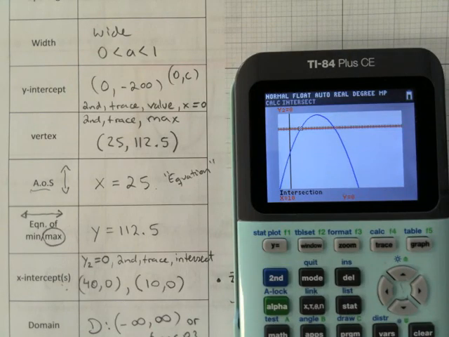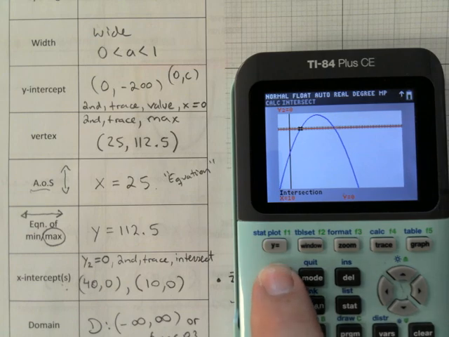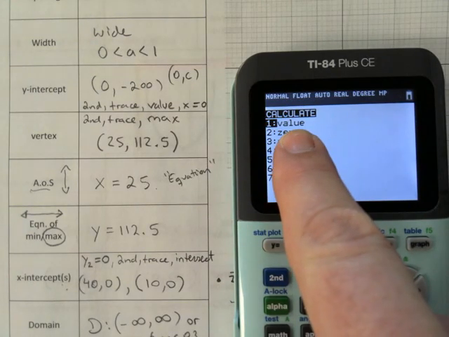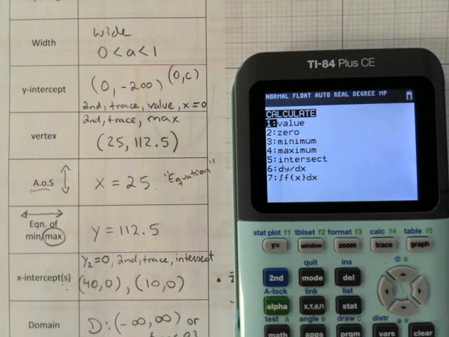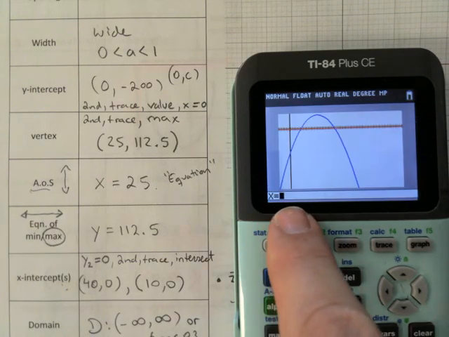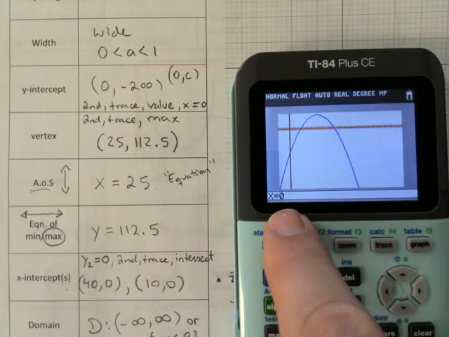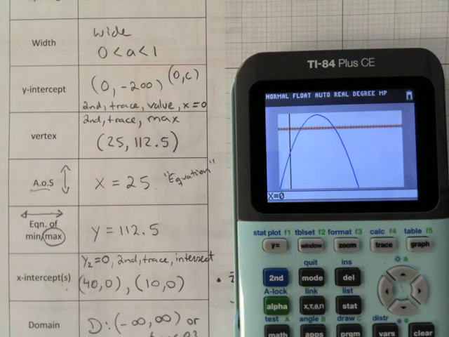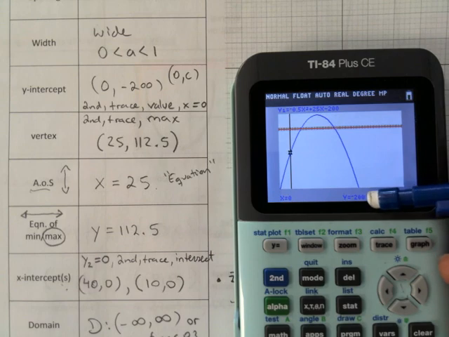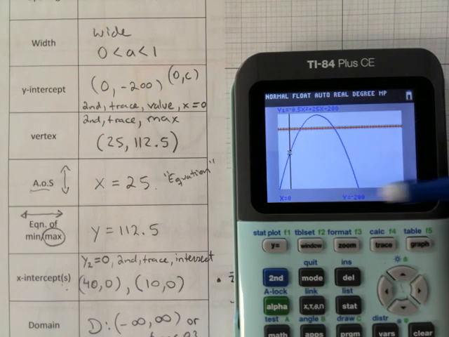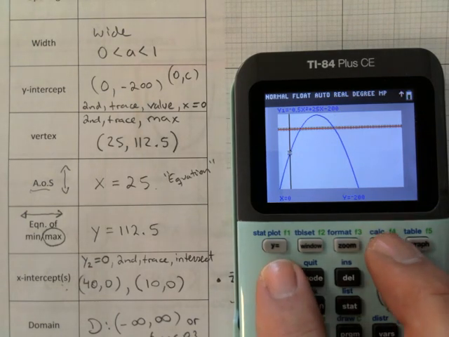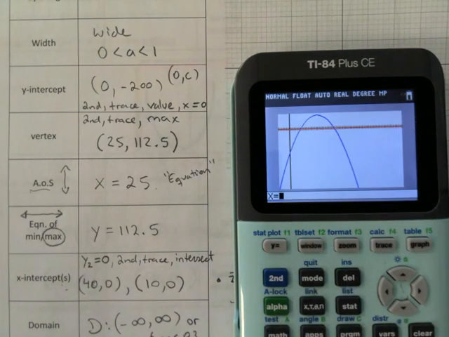So let's do that together. We're expecting negative 200, but we're going to go second trace value, right? The first option. And it says, what x value do you want to consider? And I'm going to say, well, I want to know when x is equal to 0, what is y? That's the y-intercept. So just type in 0 and then hit enter. And lo and behold, you get negative 200, right? So it jives.